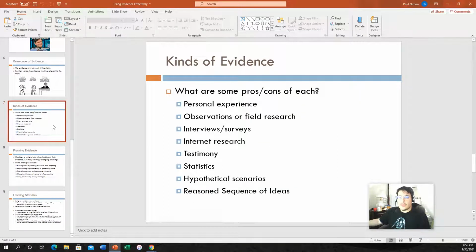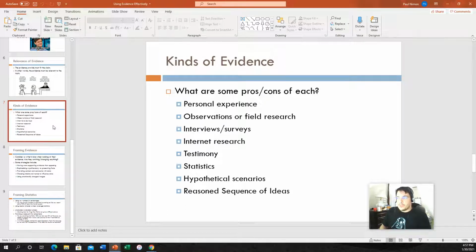So what kind of evidence can you find? You can use personal experience, but okay, let me briefly go quickly through these. Personal experience, pros: it's an eyewitness account, an account of people that were actually there. Cons: eyewitness accounts are notoriously unreliable, plus could be biased.